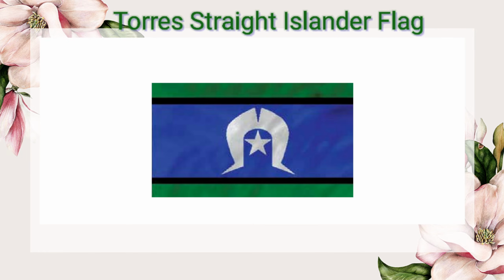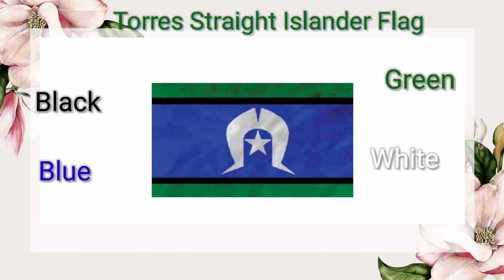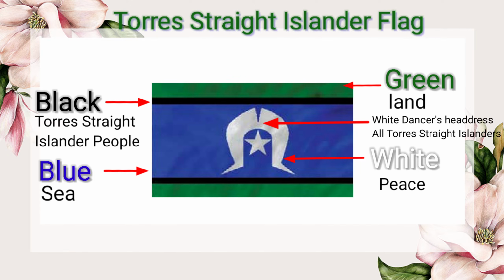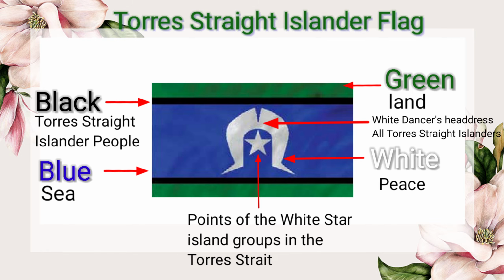This is the Torres Strait Islander flag. Its colors are green, black, blue, and white. Green stripes represent the land. The black lines represent the Torres Strait Islander people. The blue panel in the center represents the sea, and the white color symbolizes peace. The white dancer's headdress in the center is a symbol for all Torres Strait Islanders, and the points of the white star represent the island groups in the Torres Strait.